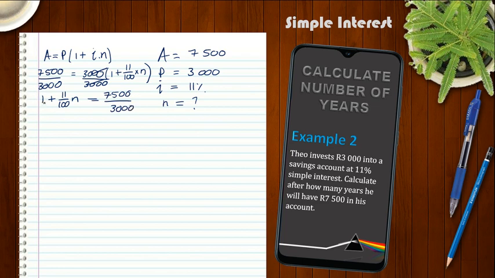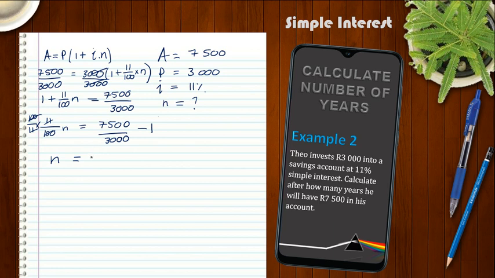Next thing I'm going to do is take the 1 over. So the 1 goes over and changes sign. So 11 over 100 N is equal to 7,500 over 3,000 minus 1. And then we are going to take the inverse of this. So to get rid of 11 over 100, I'm going to multiply both sides by 100 over 11. So then that would cancel with that, and that would cancel with that. So N will then be equal to, I'm just going to put that 100 over 11 in front here.